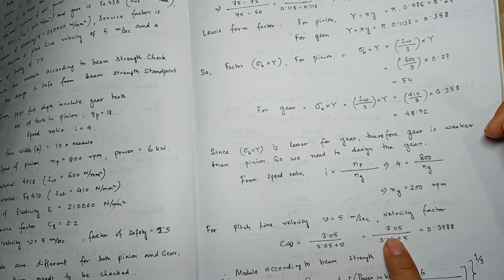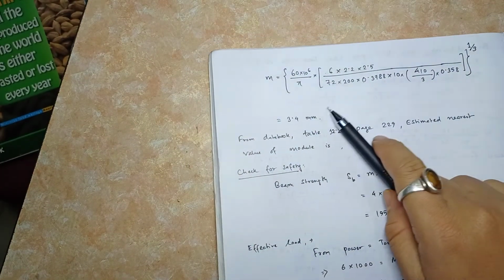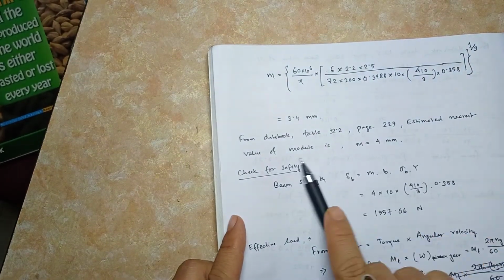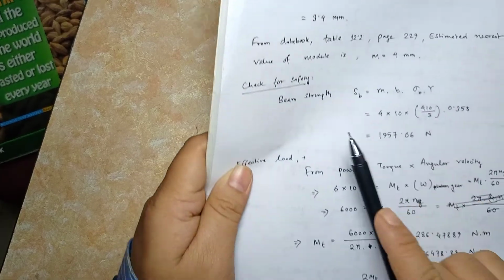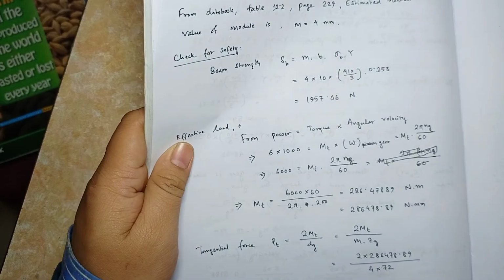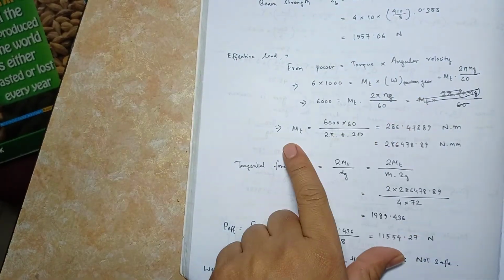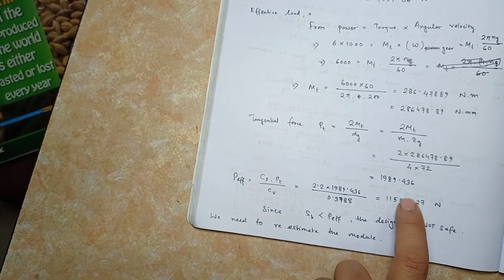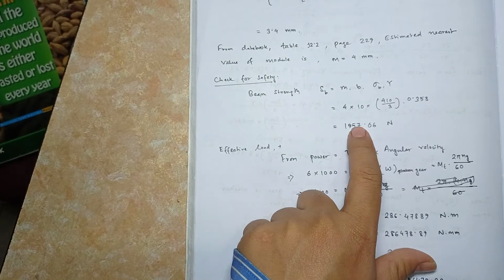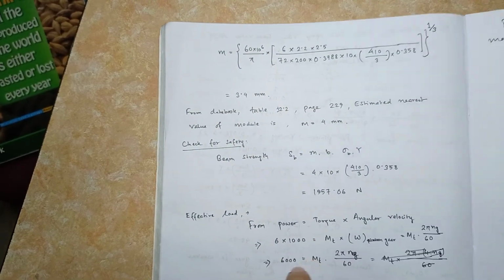So we are using this relation again. In the data book this is estimated near to this, so m is 4. Here you see, the beam strength is what we have got. From the power relation we get the torque, we get the tangential force PT, and then we get P effective. Now see, P effective is much higher than your beam strength. That means the design is unsafe. The design is not safe here.